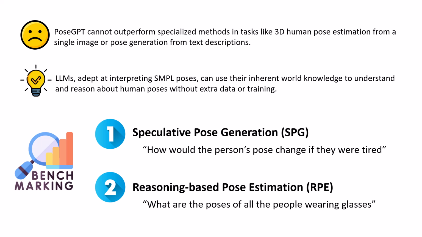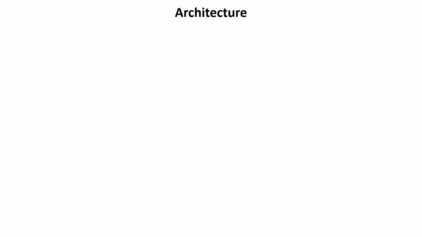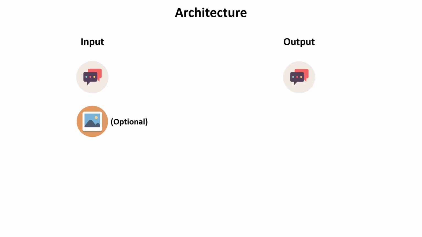So enough of this introduction. Now let's talk about the architecture. The model receives as input either text or an image, but the image is optional. And as the output, it generates text. But in case the text input explicitly tells it to give me the SMPL pose, then in addition to the text, it also has to output the SMPL pose.